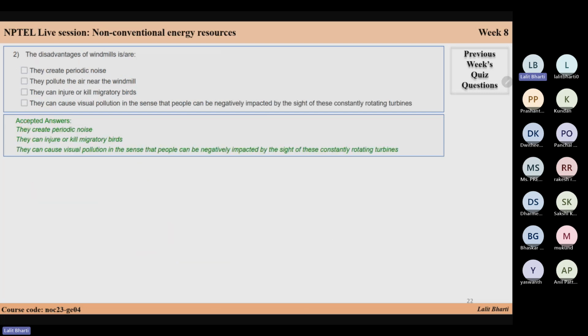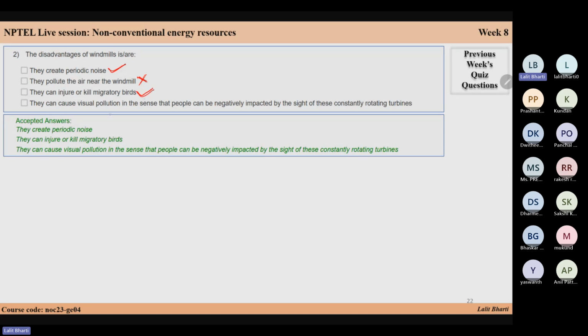Then we go to our next question. It says the disadvantages of the windmills are: they create periodic noise. Yes, they can create noise while rotating. They pollute the air near the windmill. That is not correct, because they do not pollute the air, but they can injure or kill migratory birds because they can interfere in their flying path. So that is the accepted answer.